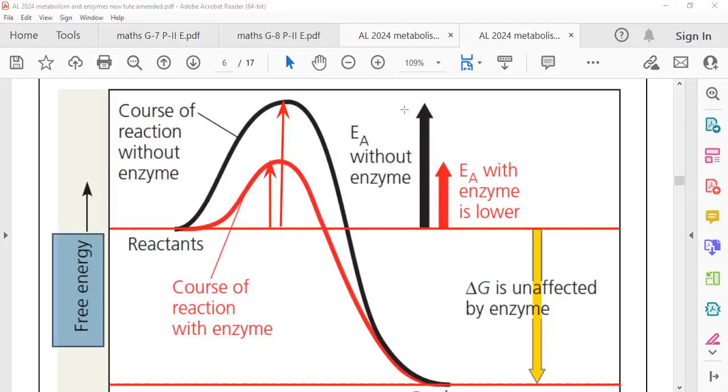This line is the free energy of the reactants. This is the free energy of the products. Mark these two: free energy of the reactants and free energy of the products.